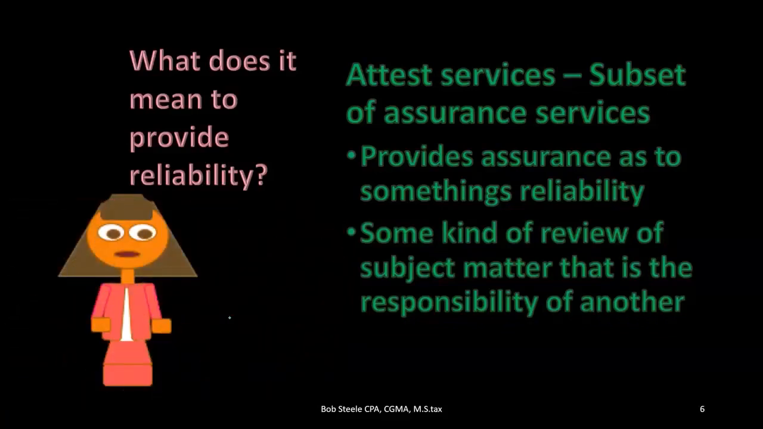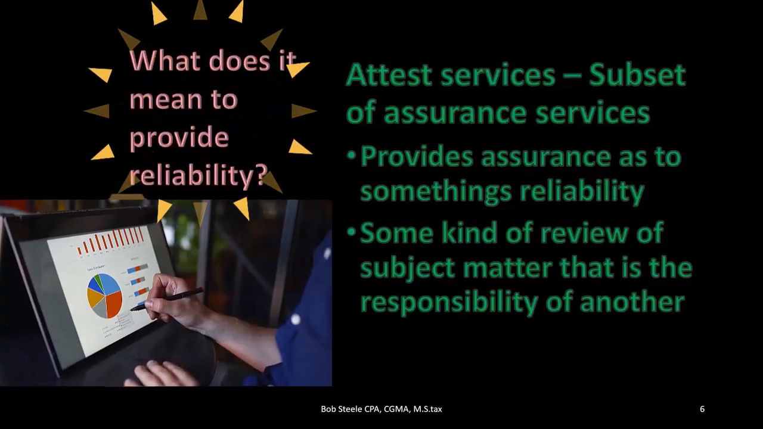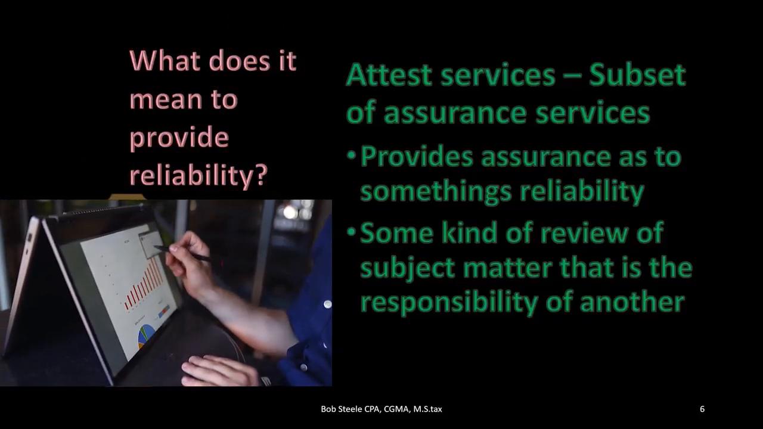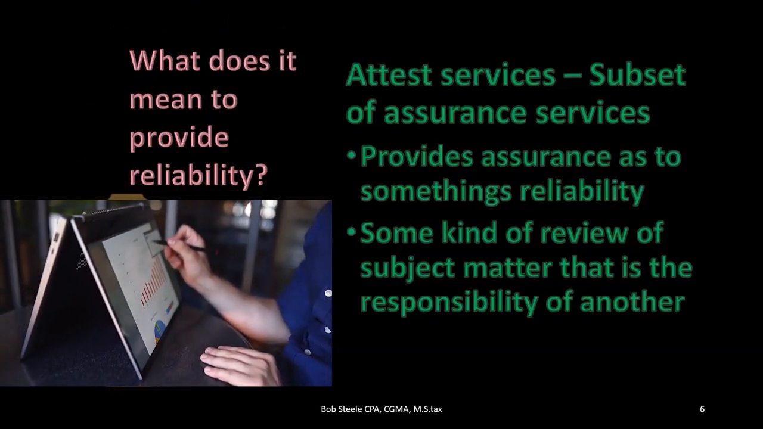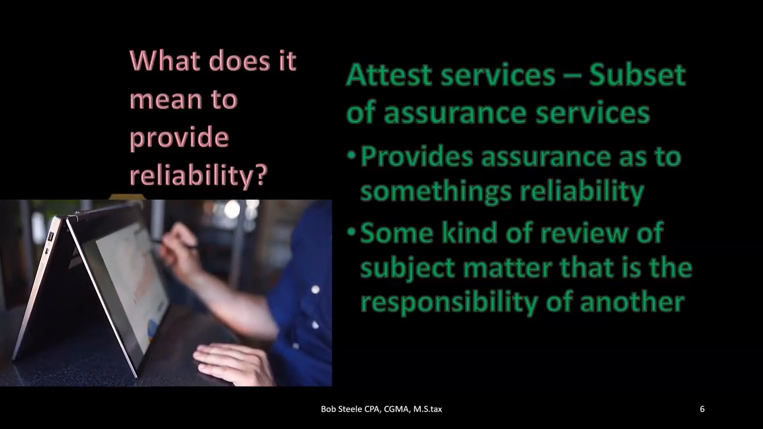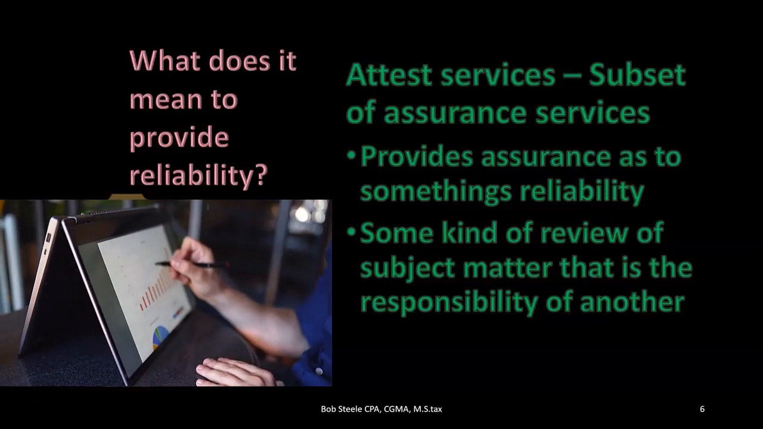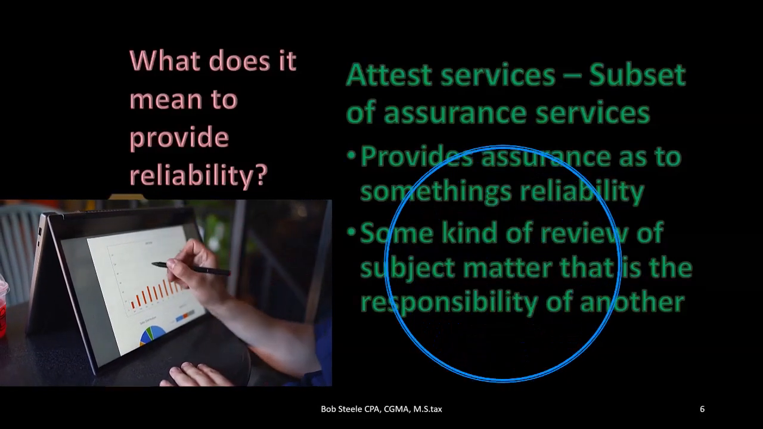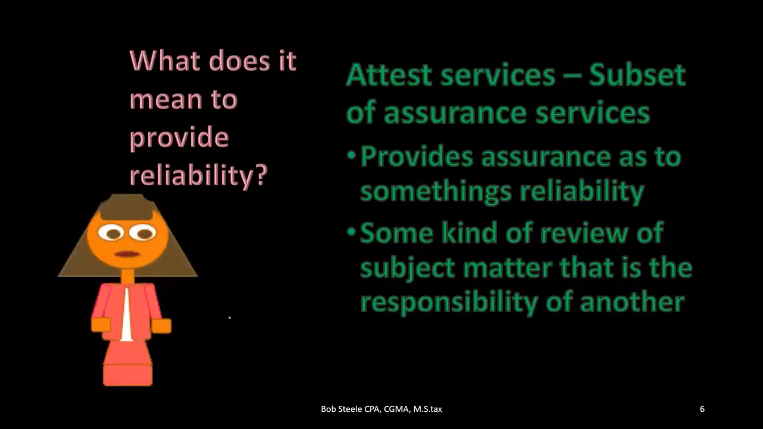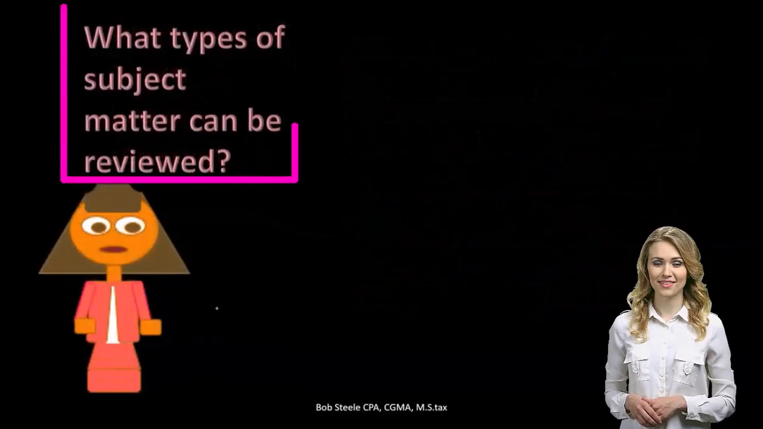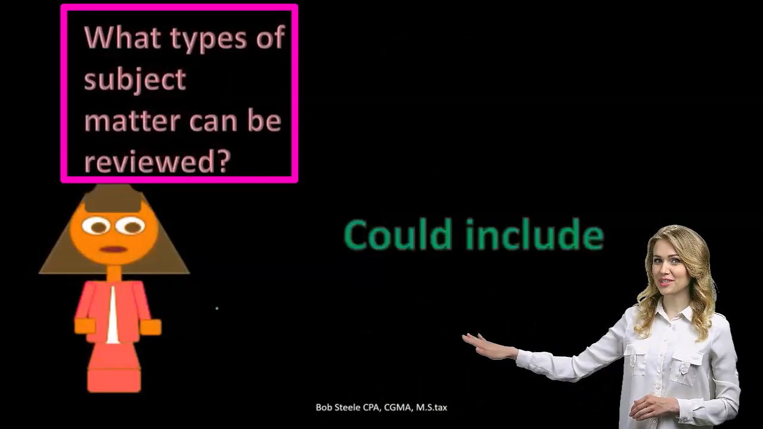So again, we usually think about the financial statements being a responsibility of the company, and the assurance, the attestation engagement, is to give some type of reliability on those financial statements, which are the responsibility of another. We could give some kind of assurance on other things like internal controls as well.